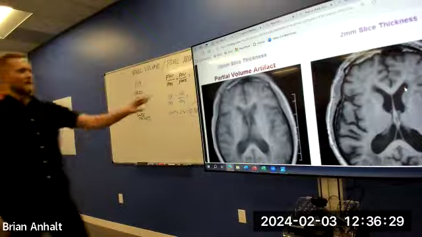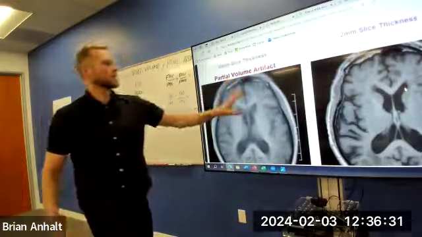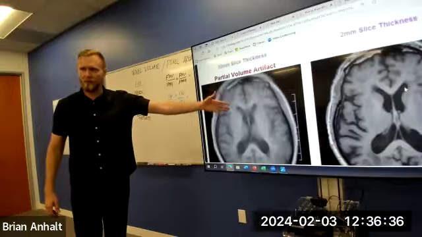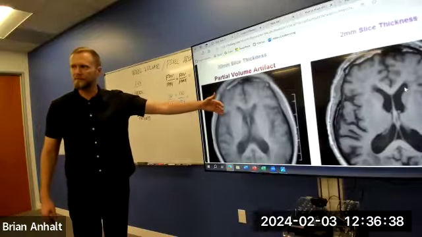But which one of these has larger voxels? One on the left, right? Much larger voxels, lower resolution, higher SNR.